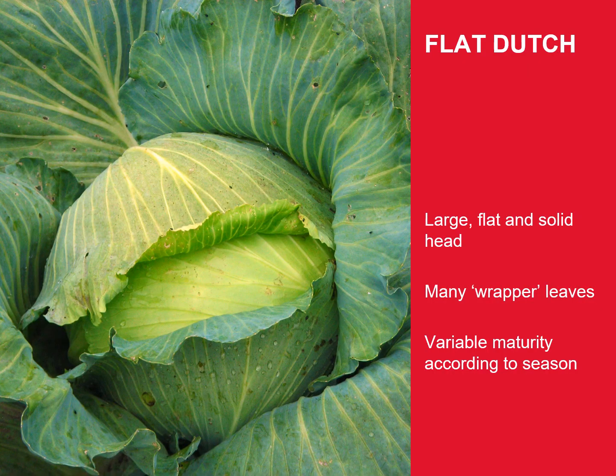Next we have the flat Dutch type. These have large, flat and solid heads. They have many wrapper leaves, so as you can see in this picture here, the leaves are wrapping over and around the head of the cabbage. It has variable maturity according to the season.